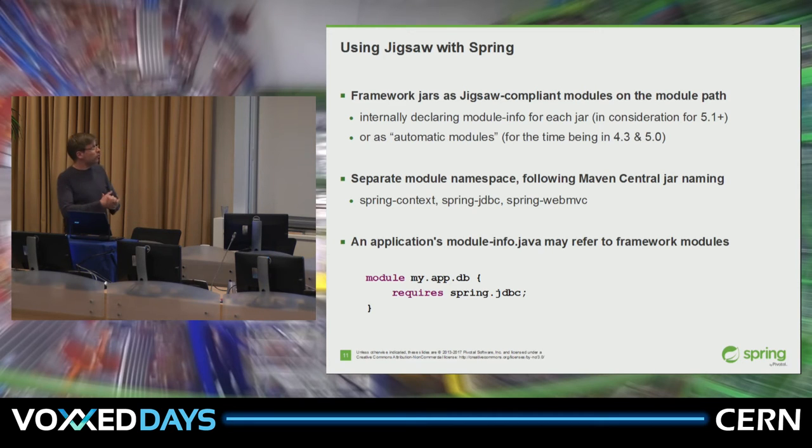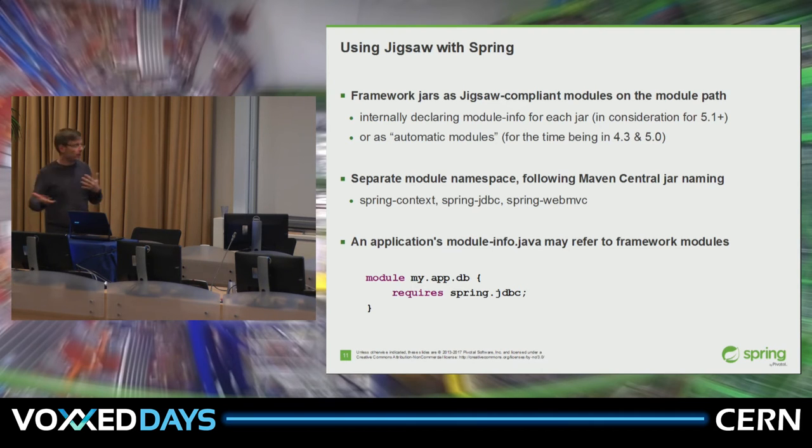All right, so much for Jigsaw. The JDK 9 story on our end is as complete as we currently want it to have. We're going to release, in the current plan, Spring Framework 5.0 RC1 in April already, with a GA timeframe of around June. So ahead of JDK 9, at least a month or maybe two ahead of JDK 9.